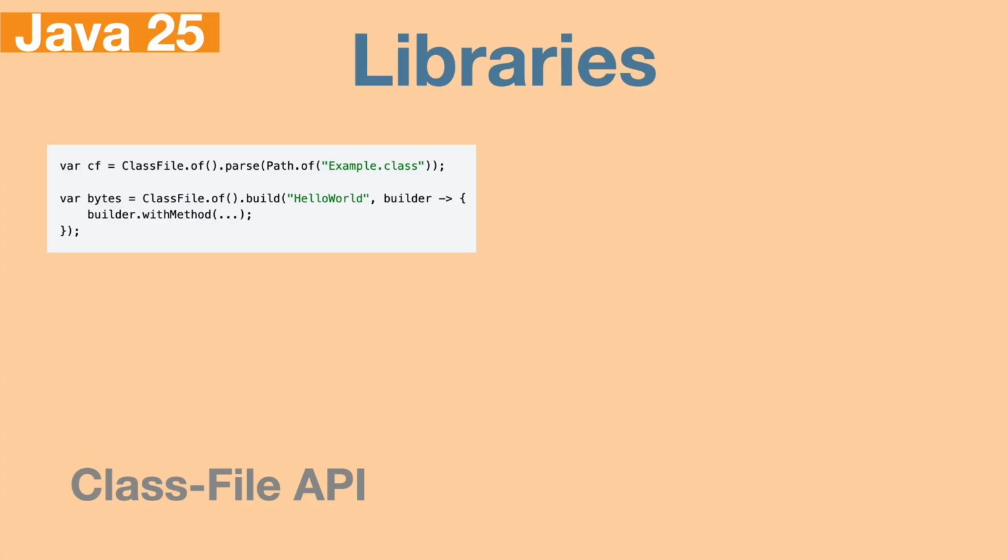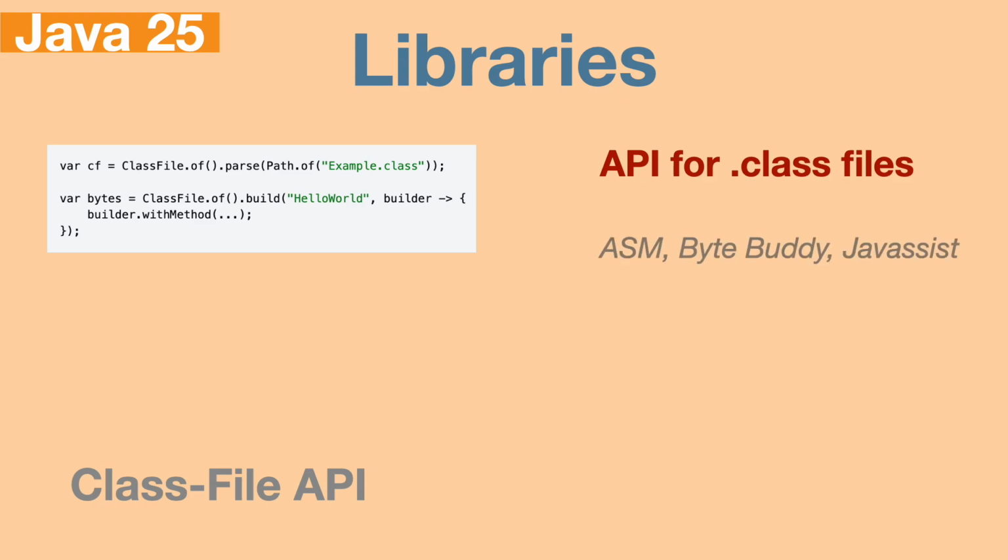Java 25 introduces a brand new standard API for reading, writing, and analyzing class files. Until now, developers have relied on third-party libraries like ASM or ByteBuddy to work with bytecode. These tools were powerful, but they were also unofficial and fragile, tightly coupled to JVM internals. Whenever the class format changed, for example with features like sealed classes or dynamic constants, library authors had to rush to update their code. Many frameworks, for example Spring, use bytecode transformation to transparently add functionality to the code.